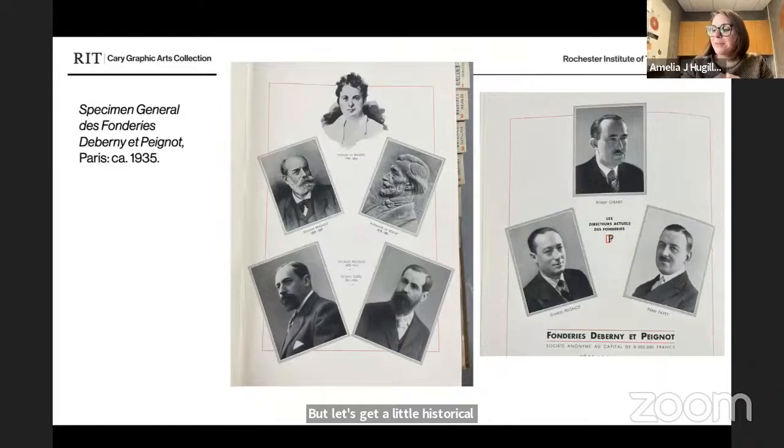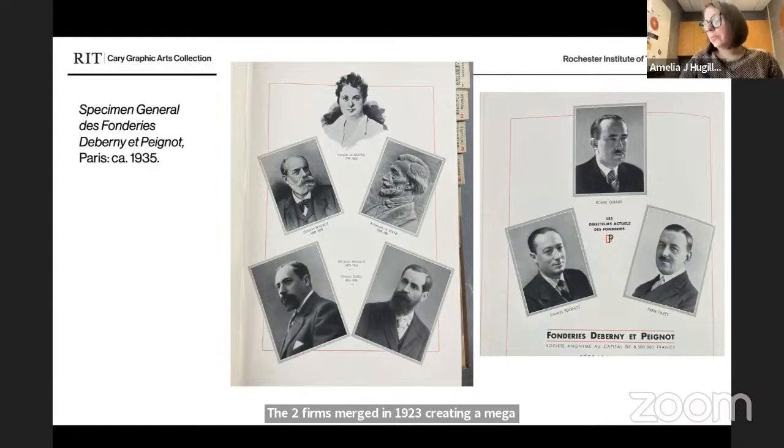Type foundries of the past, and even as we have noticed, I'm sure, in the present, are famous for merging. This was the case for the two leading French foundries that had roots in the 19th century, Peignot et Fils, or Peignot and Sons, and another firm called Laurent et Deberny. The two firms merged in 1923, creating a mega foundry with two factories.